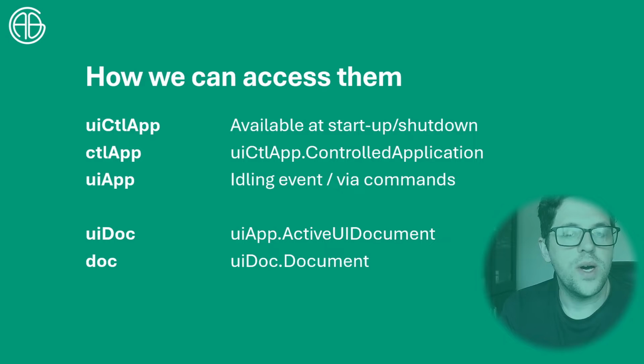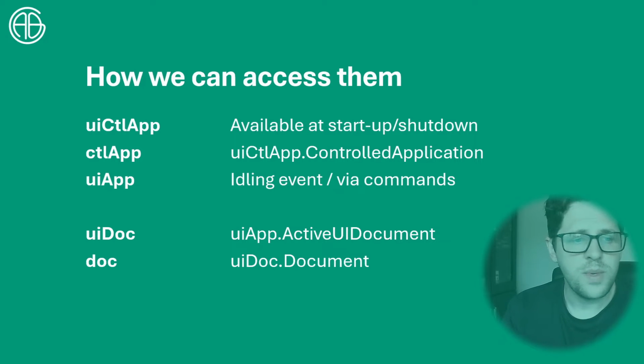The UI controlled application will be provided to us through the interface of the startup and shutdown procedure that the IExternalApplication interface gives us access to. As well as this, we can get and store the controlled application using the controlled application property of the UI controlled application object. From here, we're going to be looking at this in the next video most likely, but you can access the UI application during this process as well, but you have to start what's called an idling event, so that when it's first available, you can take the UI application from the idling event, which provides this. So we'll look at this in the next video.